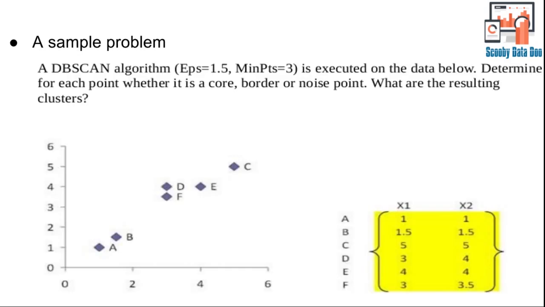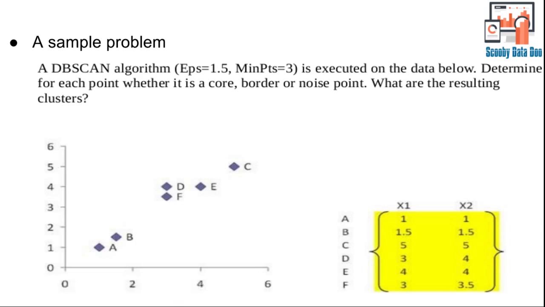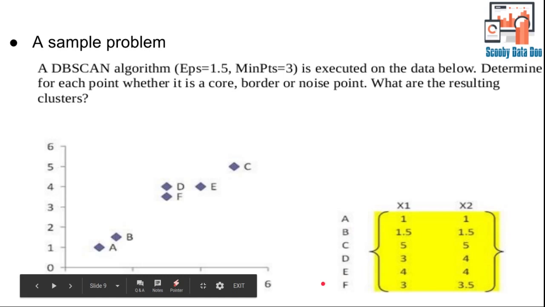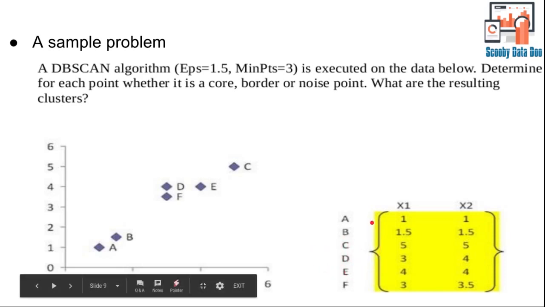Now let's get into a sample problem and try to solve it. We have this sample problem here where the value of EPS is 1.5, MinPts is 3, and we have 6 data points here. As I say all the time, this is a very small dataset, 6 data points, nothing. But when you are trying to solve a mathematical problem by writing, it's okay to deal with such a number of data points while you are trying to build your skills and intuitions.